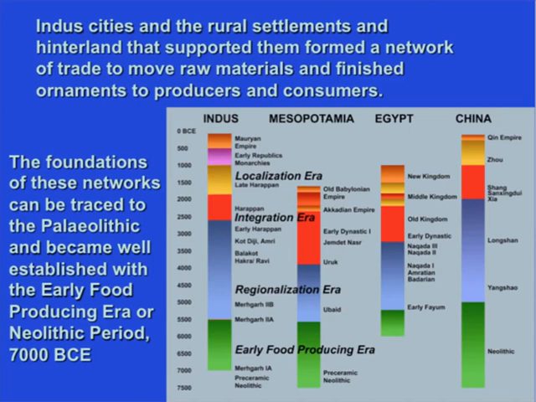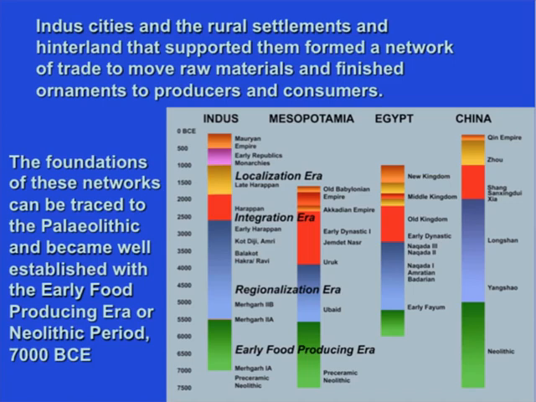The places where people used ornaments include cities and rural settlements, and the source areas for the raw materials were found in the hinterland. These all form a network of trade that move raw materials and finished ornaments to producers and consumers. Now we'll discuss a little bit more about urbanism later on, but it's important to understand that the context of use of ornaments that we're going to be talking about is focusing on places where people are congregating, where they are interacting, where they are meeting each other, and those are the cities and rural settlements of the Indus.